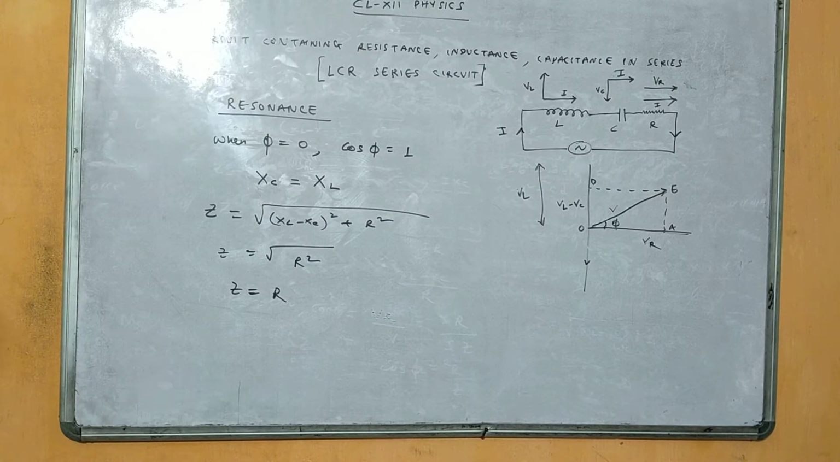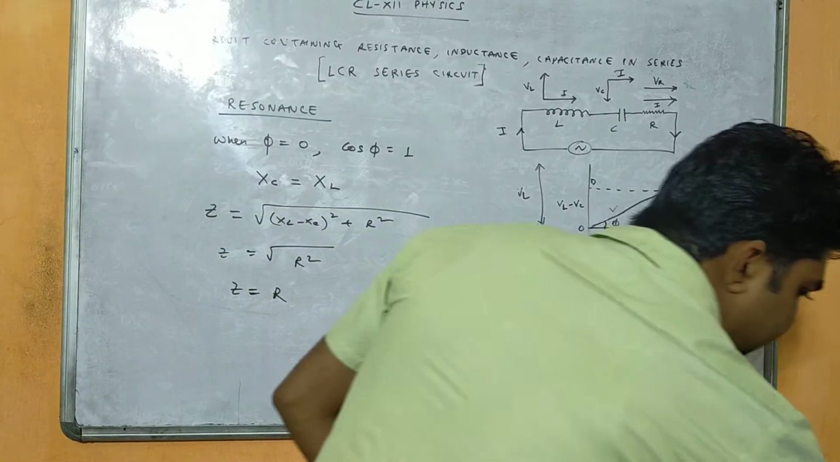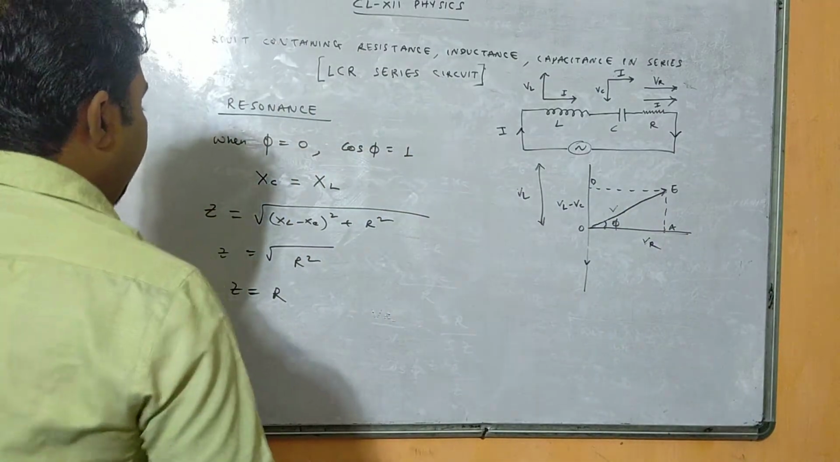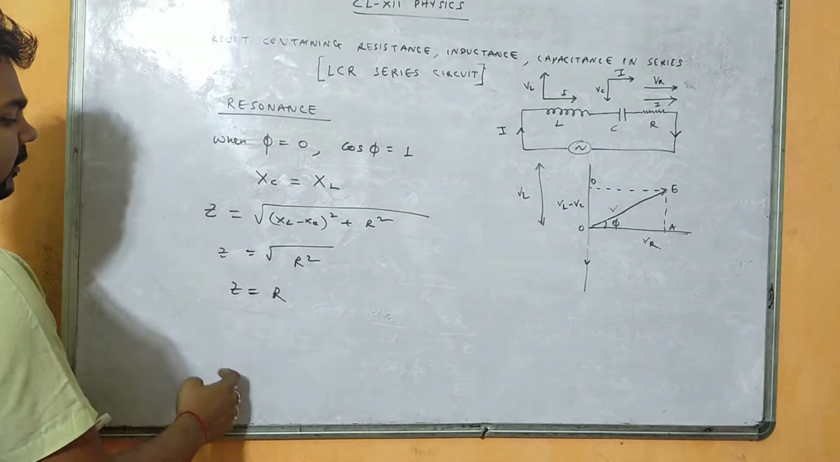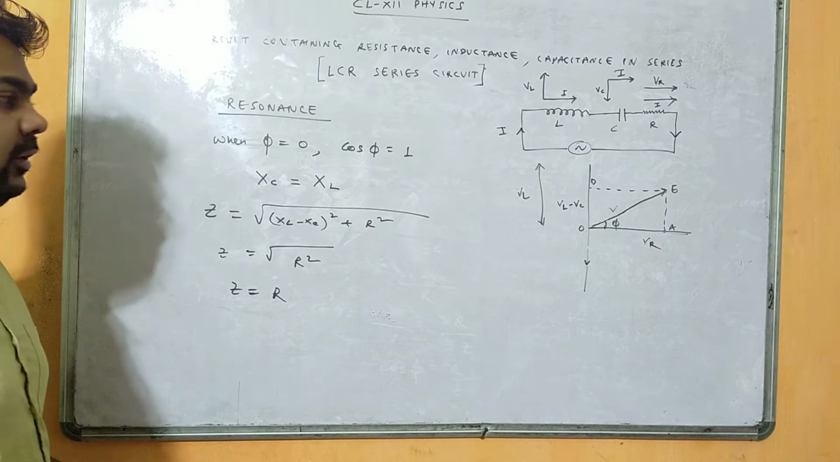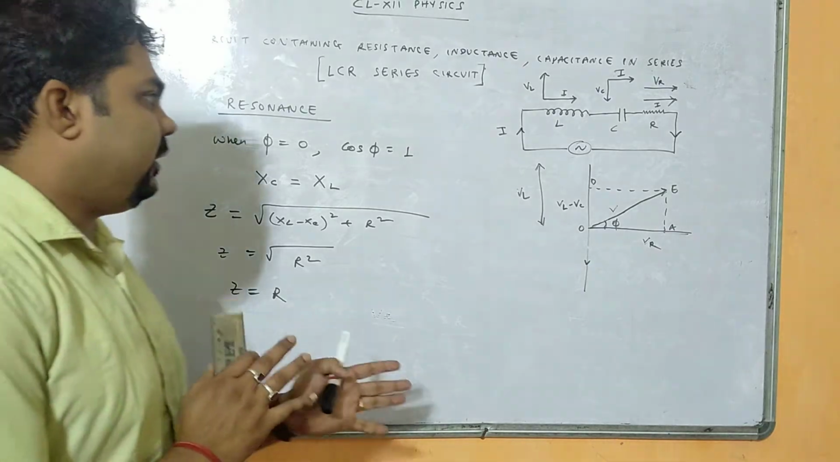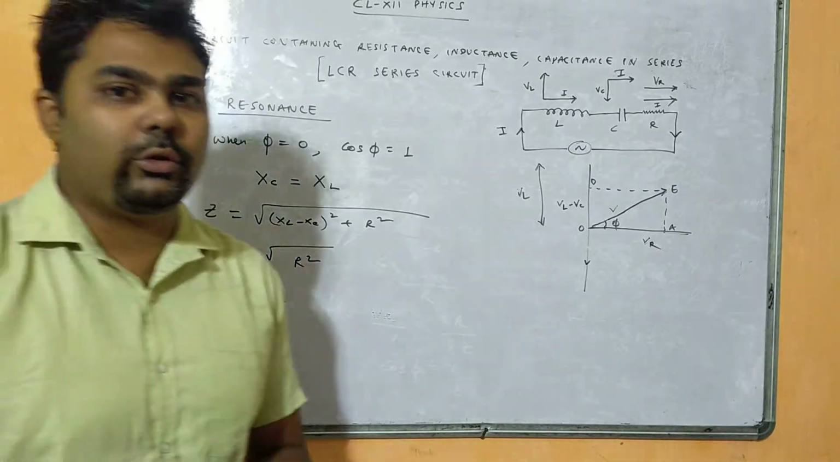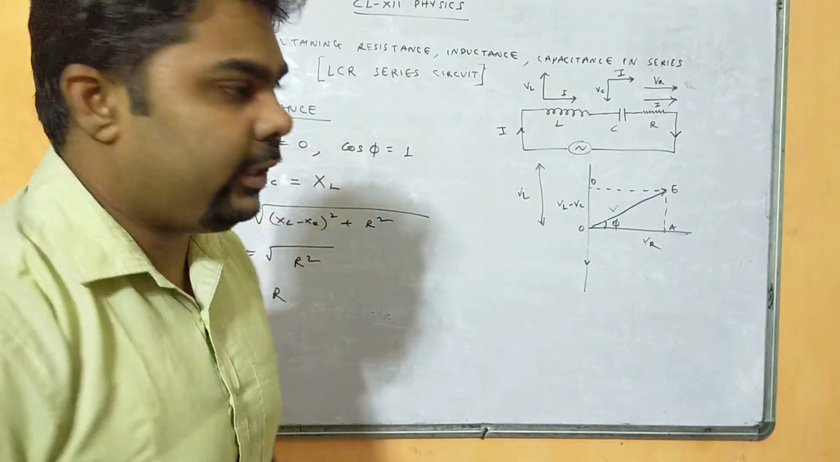So as per the other condition, at resonance the impedance becomes minimum and equal to the resistance. That means it becomes a purely resistive circuit, right? Now, as the circuit is in resonance condition, what will be the resonance frequency? So we will calculate now what the resonant frequency will be.